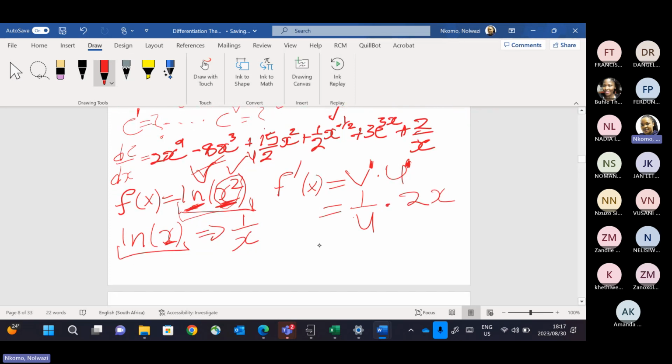Then the next step is to substitute u back. We said u is x squared, so we have 1 over x squared times 2x. We have x over x squared, so one x will cancel, and we'll be left with 2 over x. That's why here we have 2 over x.